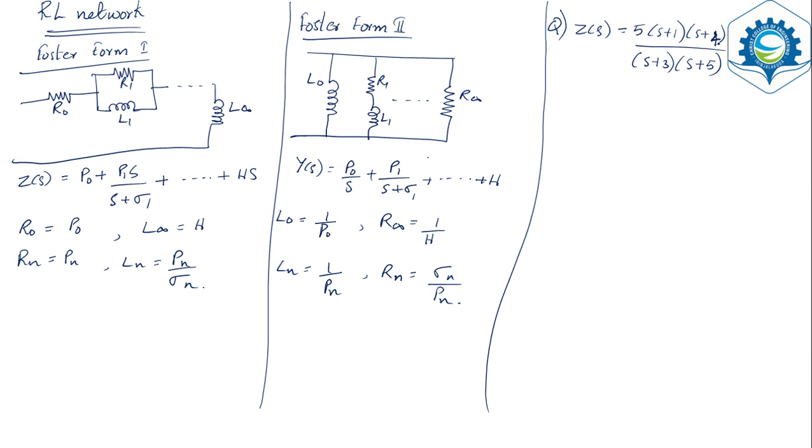Today we are going to deal with the Foster form and the Cauer form of the RL network. You can see that I have already drawn the circuits of the Foster form 1 and Foster form 2 of the network, and the equations have already been given, so you can just check that out.